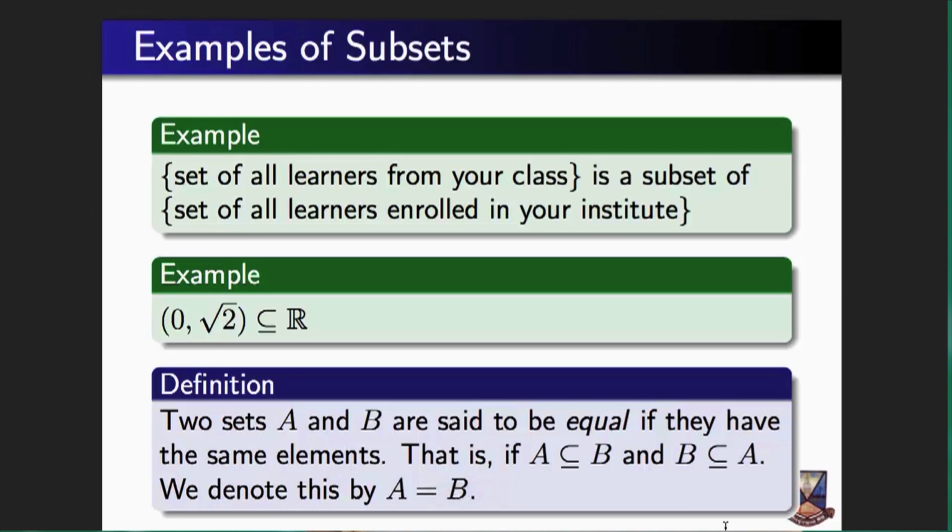Let us look at the definition of equality of two sets. Two sets A and B are said to be equal if they have the same elements. That is, if A is a subset of B and B is a subset of A, we denote this as A equal to B.